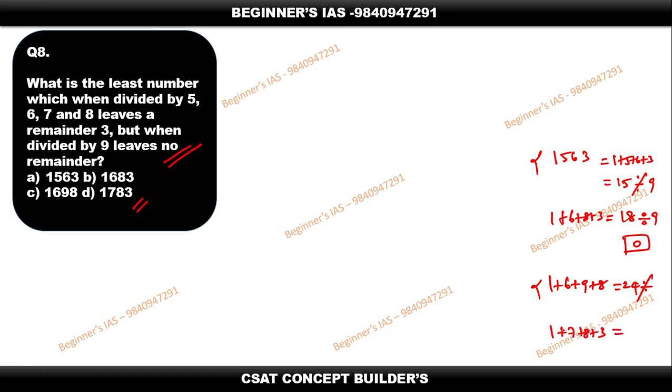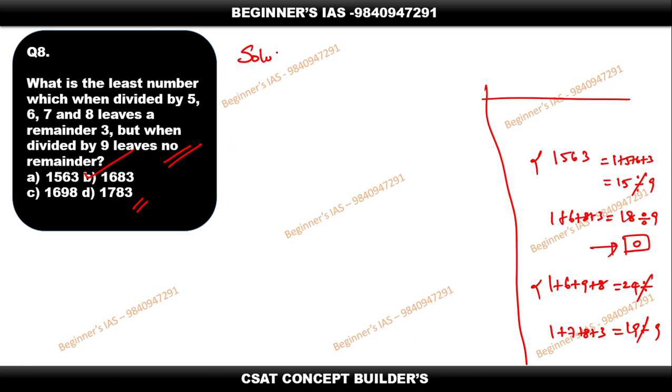So now here 9, 16, 19. This is also not divisible by 9. So only one option is divisible by 9, which gives you remainder 0. So the answer would be B, 1683. If you know the divisibility concept by 9, it is quite simple. Suppose you don't know how to apply it, I will teach you that method also.